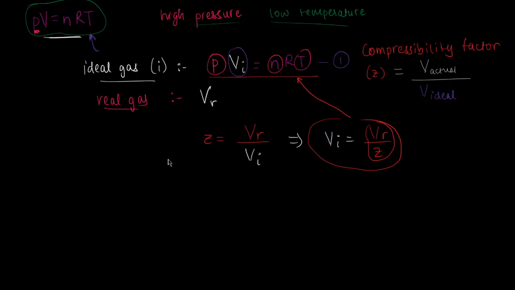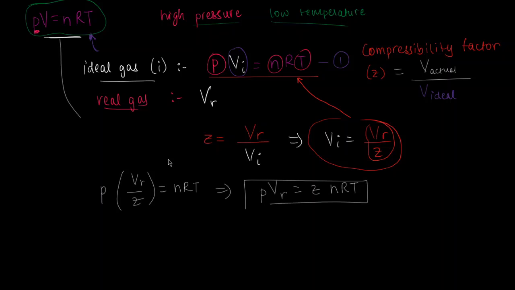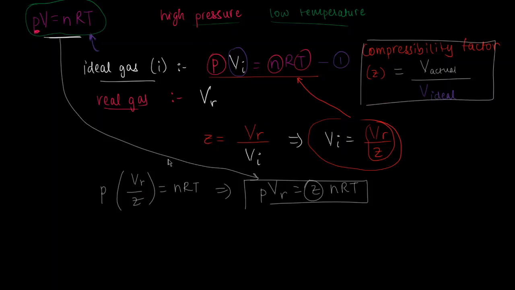So P times V sub R over z is equal to nRT. Multiply by z on both sides and you arrive at P times V sub R, this time not the ideal gas volume but the real gas volume. This product is equal to z, the compressibility factor, times nRT. From the ideal equation to here, the only change is the addition of this compressibility factor. So let's explore what this compressibility factor means in a bit more detail.